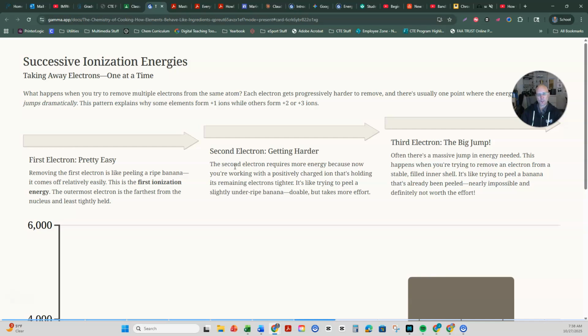And then lastly, you got your third electron. That's the big jump. Often there's a massive jump in energy needed. This happens when you're trying to remove an electron from a stable, filled inner shell. It's like trying to peel a banana that's already been peeled. Nearly impossible and definitely not worth the effort.